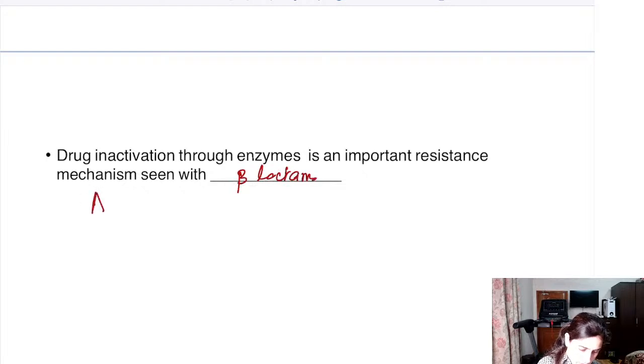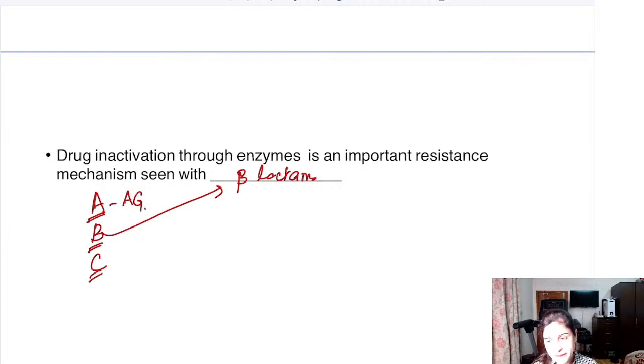Or remember, there is a mnemonic: A, B, C. B is beta lactams. A and C: A is for aminoglycosides. Okay. C is for chloramphenicol. Okay. So these are the three important antimicrobials where enzyme inactivation is the most common way of acquiring resistance. A, B, C. Remember this.